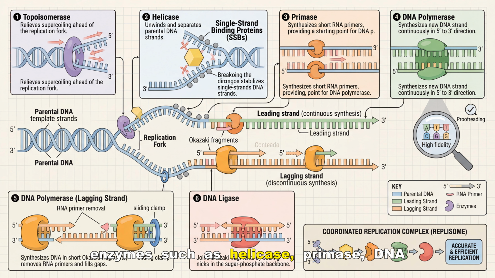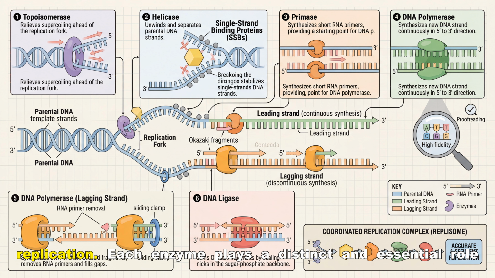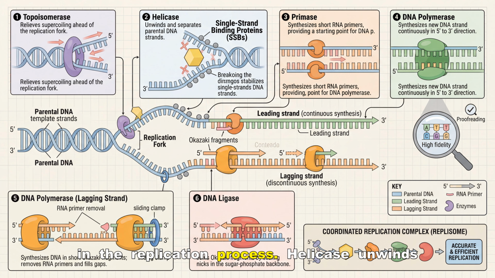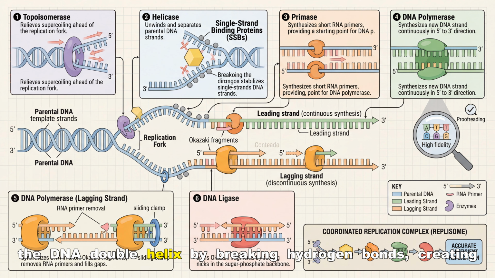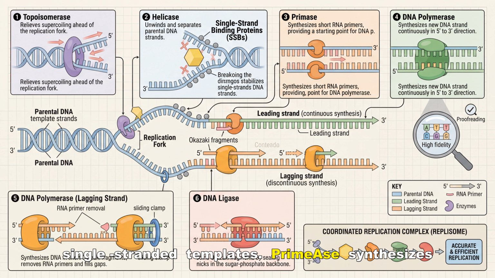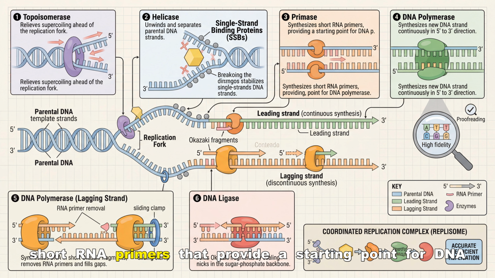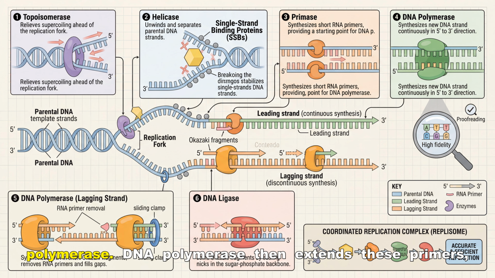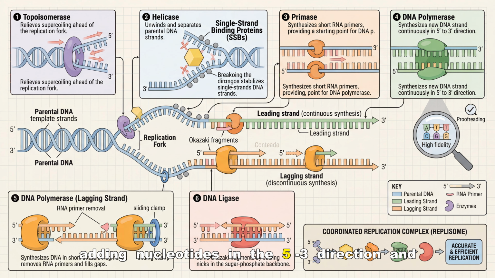Key enzymes such as helicase, primase, DNA polymerase, ligase, and topoisomerase coordinate to ensure accurate and efficient DNA replication. Each enzyme plays a distinct and essential role in the replication process. Helicase unwinds the DNA double helix by breaking hydrogen bonds, creating single-stranded templates. Primase synthesizes short RNA primers that provide a starting point for DNA polymerase. DNA polymerase then extends these primers, adding nucleotides in the 5' to 3' direction and proofreading for errors.